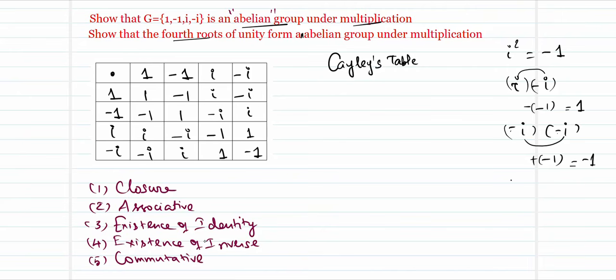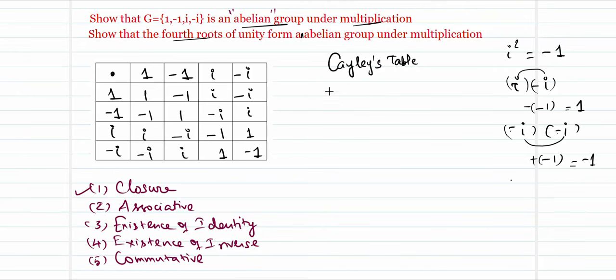So if I am able to show that all these 5 properties hold true, then it will become easy for me to show that it forms an abelian group. That is going to be the task over here. So we will begin with step 1, which is called closure.